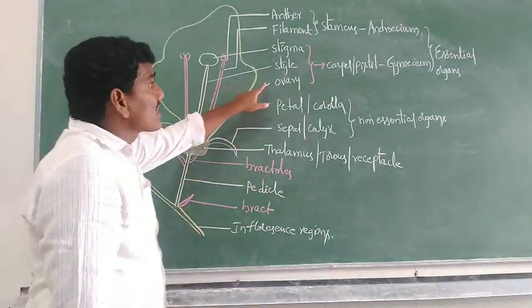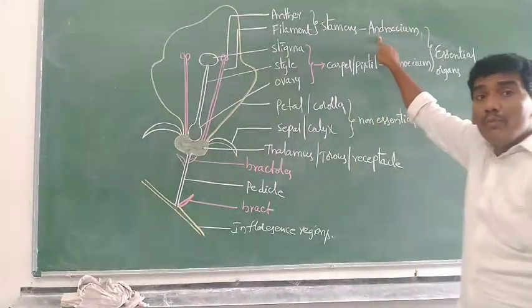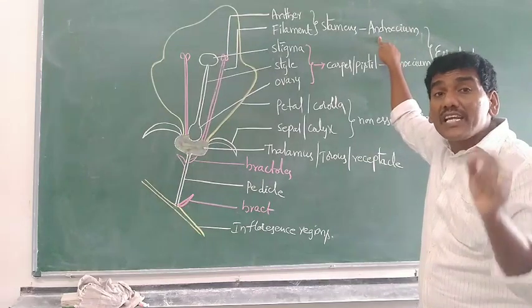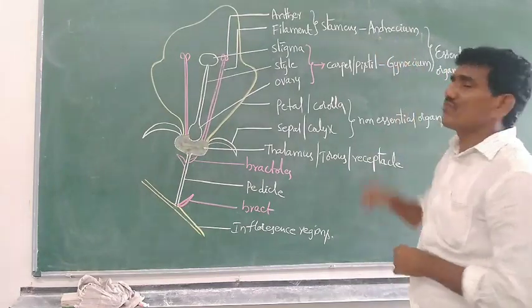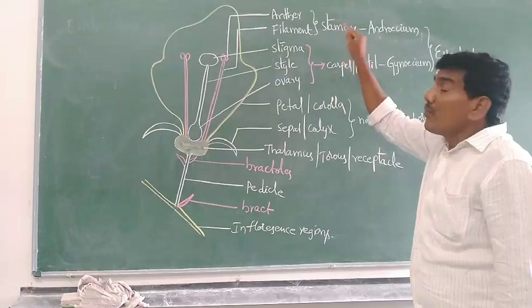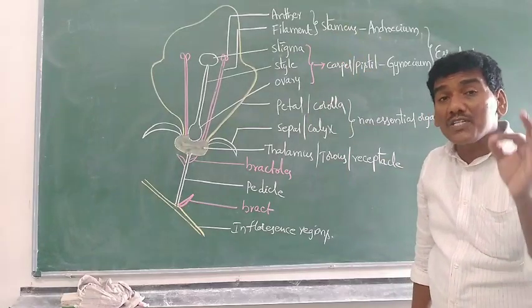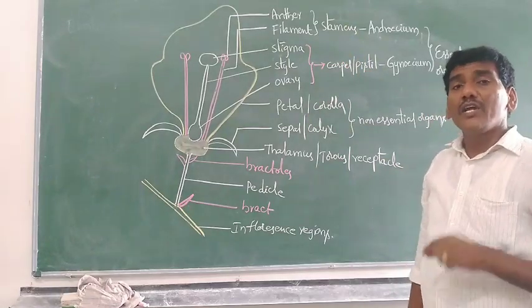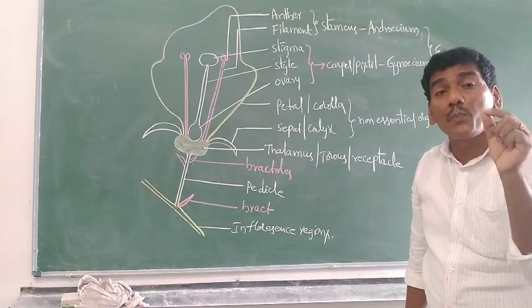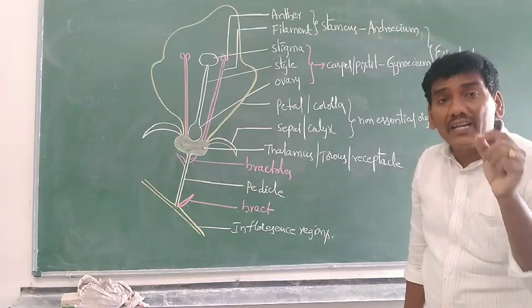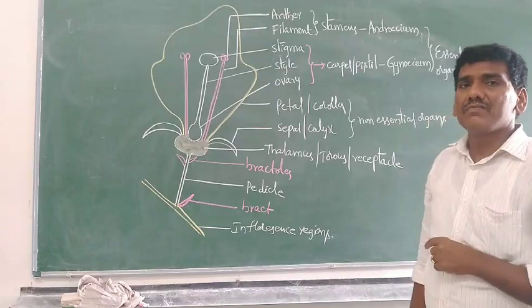Next one. The third, the male reproductive whorl of stamens, is called androecium. It produces the microspores and pollen grains which contain male gametes.